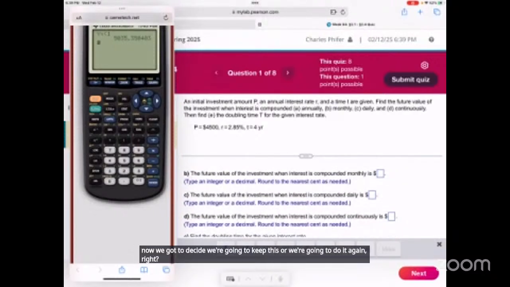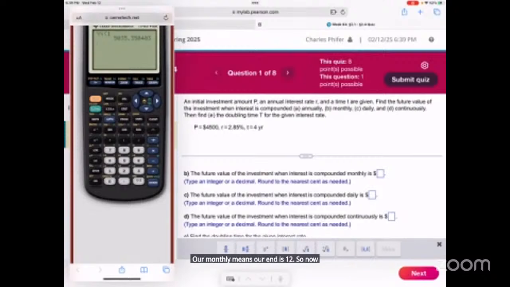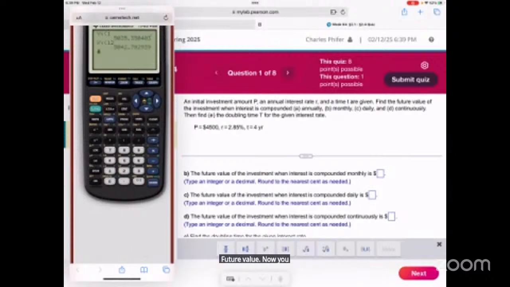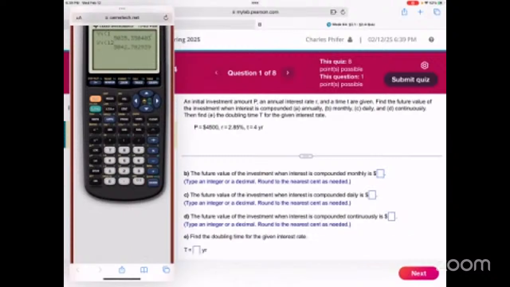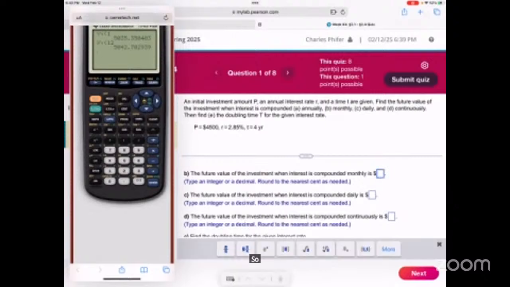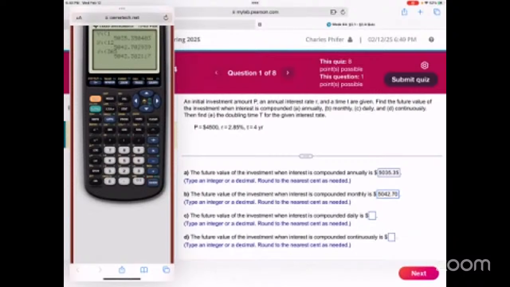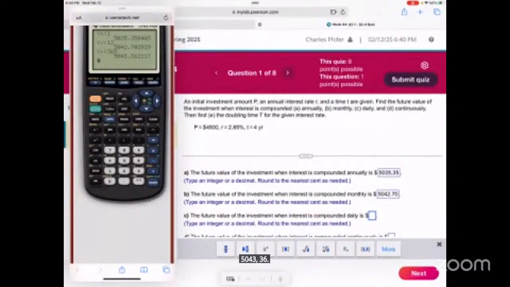Monthly means our N is 12. So now I'm just going to recall, and instead of evaluating when X is 1, now I'm going to evaluate it when X is 12, or in other words, when N is 12. Future value, 50.42.70. Daily, that means our N is 365. 365. 50.43.36, okay?